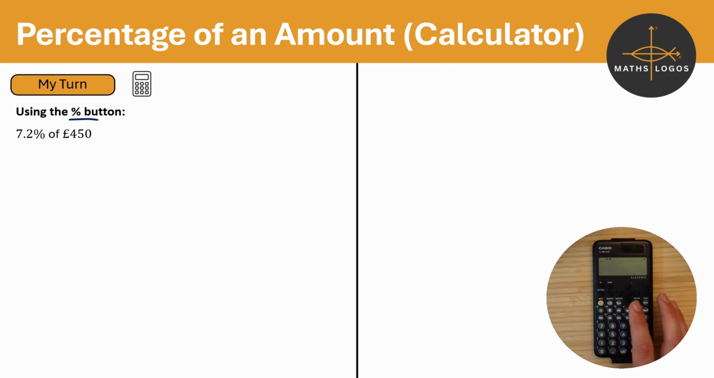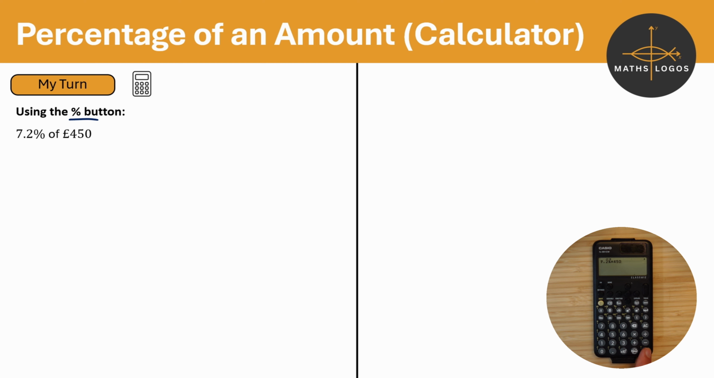So on the calculator that I use, there's actually a specific percentage button. And in order to find that, I have to go to the catalog button, navigate down to probability, and then I see at the top this percentage button, which I can then type in. And in order to work out 7.2%, I want to type in 7.2. I've already got my percentage symbol, and then multiply that by £450. So that's the calculation I'm going to do.